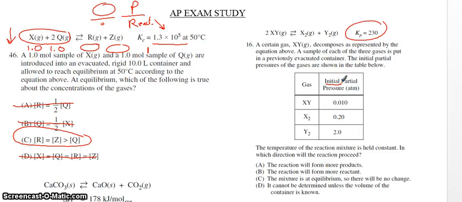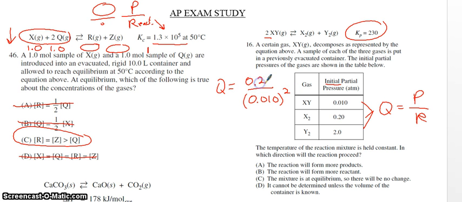Well, this is a case of calculating where we are at now. If we put all these into Q, which is defined as products over reactants, the same exact way as K is, we'll see where we're at, and we'll compare it against our K. So, having products over reactants, let's do it on this side, we have Q equal to XY is our reactant. That will go on the bottom. That'd be 0.01. Now that is squared because of the 2 in front. On top we have 0.2 and 2.